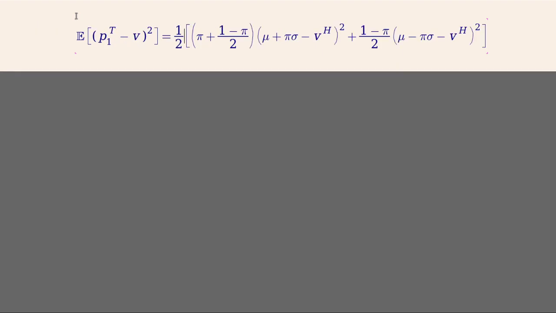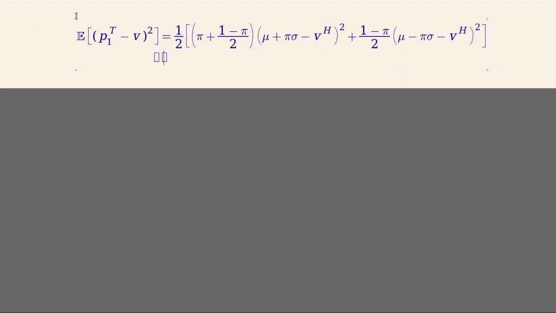And what is our ask price? It was mu plus pi sigma. And we can square this. And then we know that with probability 1 minus pi over 2, we have an uninformed trader who is willing to sell the asset, which is a high value asset. So we have this. Now this was the first half.